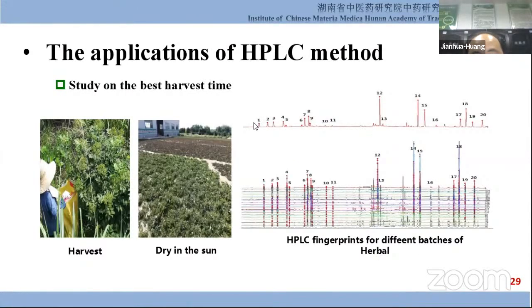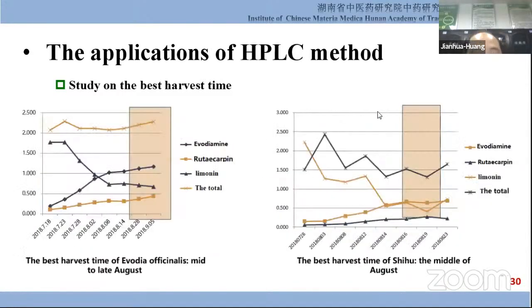And this is just one example. Here we can find about 20 common peaks in these batches of harvested herbal. Another important thing is that we can calculate the concentration of main compounds in these herbals, and we calculate them together by using the total concentration here. And we can find in these pictures the best harvest time is maybe in late August. Because of the different areas, the sunshine will be different, so we can show the best time. In these areas, it is in the middle of August. It maybe is the best time for harvest.